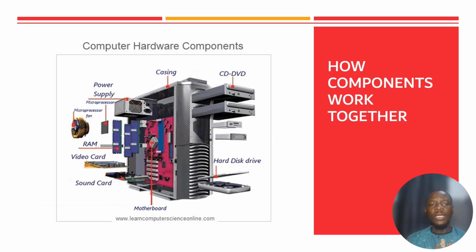Then computer hardware components. All these components work together to make a functional computer. For example, when you open a program, the CPU reads the instruction. So if you open a program, your CPU over here, which has a heat sink and processor fan, cools the heat that comes out from the CPU. It reads the instruction when you open the program and loads it onto the RAM for quick access.